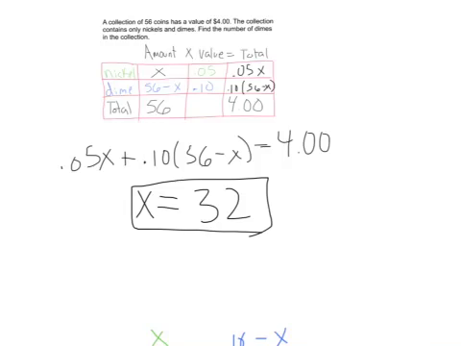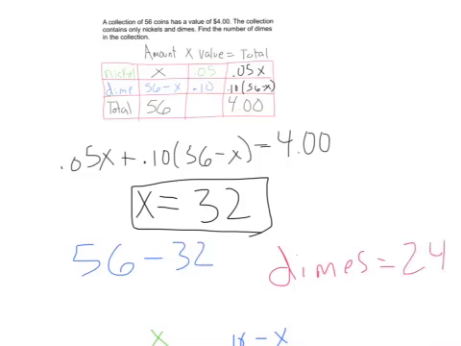32. And now notice they're asking us to find the number of dimes. We know our dime amount is 56 minus x. So our final answer is actually going to be 56 minus our x, which is 32. So our total number of dimes is going to be 56 minus 32. That's going to give us 24.